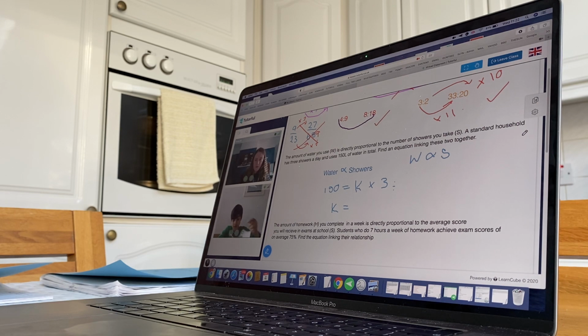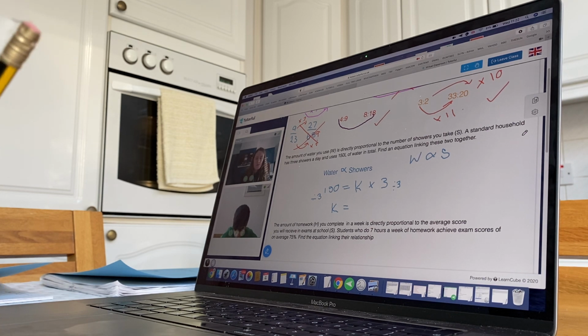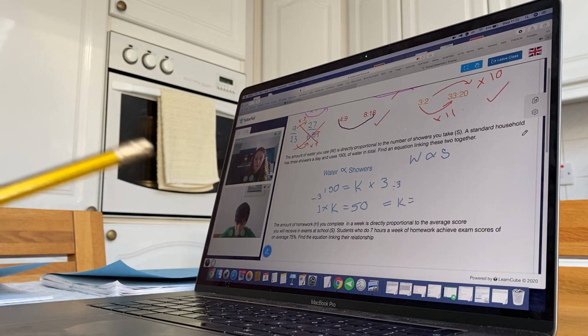Brilliant. Divide 150 and 3 by 3. Yep. I got 50 and 1. 50 and 1. Yeah, so we've got 1 times K on one side and 50 on the other. Yeah. So K is just equal to 50.